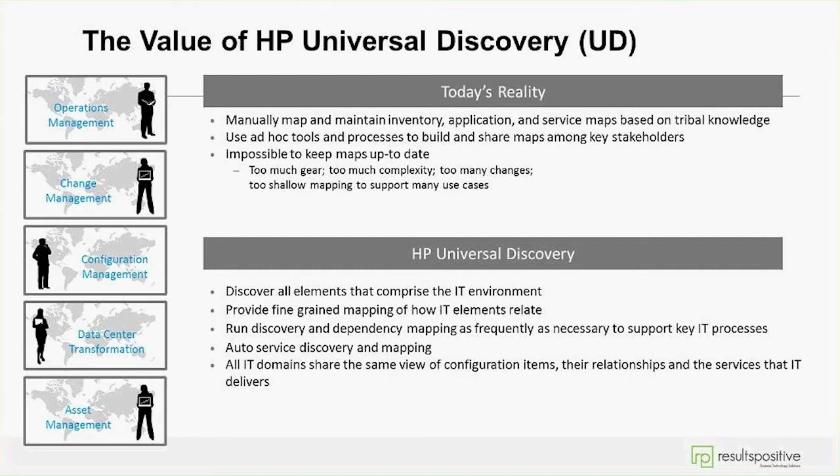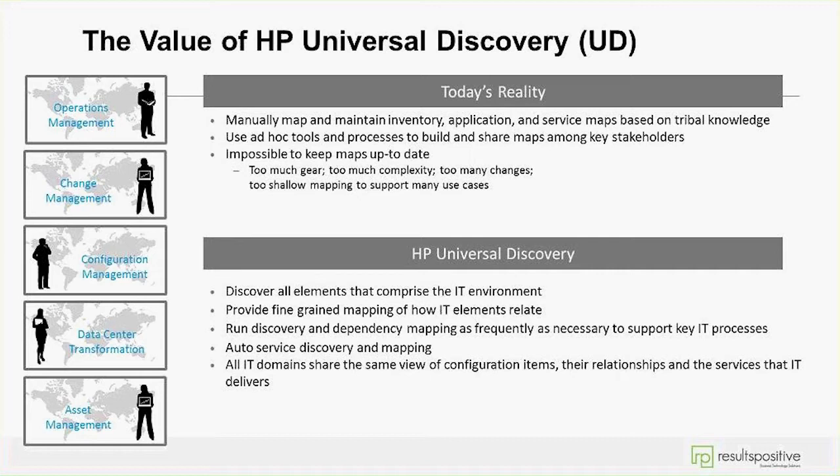What HP Universal Discovery does is that it has the capability to discover and update these configuration items that comprise your IT environment on a particular schedule. So you get a granular mapping of how your IT elements are related to each other. You're running these discovery and mapping exercises as per your requirements or frequency. In the end, what you get is all of your IT domains sharing the same view of configuration items and their relationships across the board.